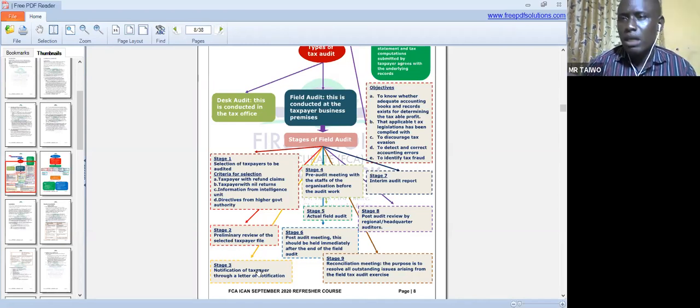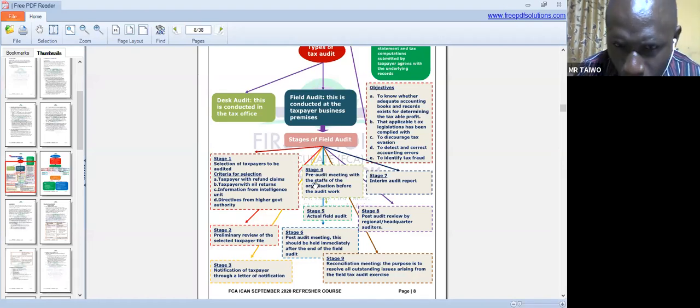Notification of taxpayer. When they identify you, when they review your file, they will now notify you. The notification is always in an official letter. They will officialize the notification to you. They put it in a letter and send it to you that this is what they are coming to do, and it's going to be between this period and this period. Please cooperate with us, and so on and so forth. That means that they are notified for the audit meeting.